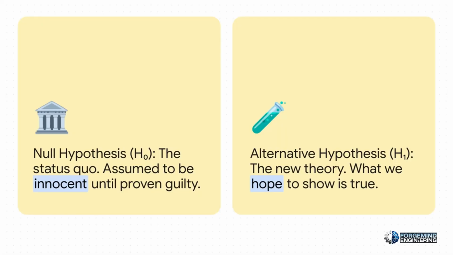So in this statistical trial, you have two competing stories. First, there's the null hypothesis, which we write as H0. This is like the defendant. It's the status quo, the current belief. We assume it's innocent unless the evidence is just overwhelming. On the other side, you have the alternative hypothesis. This is the prosecutor's case. It's the new, exciting theory that we're trying to prove is true.